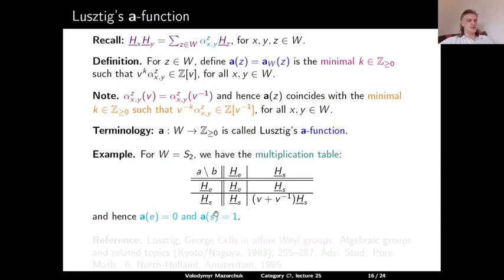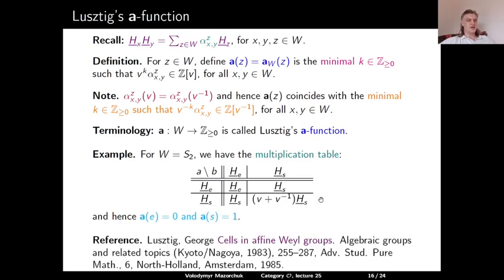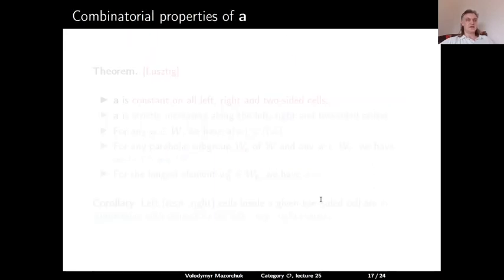Which means that the value of the A function at S is equal to 1. The A function was defined and studied by Lusztig in his paper Cells in Affine Weyl Groups in 1985. So let us discuss some combinatorial properties of A.